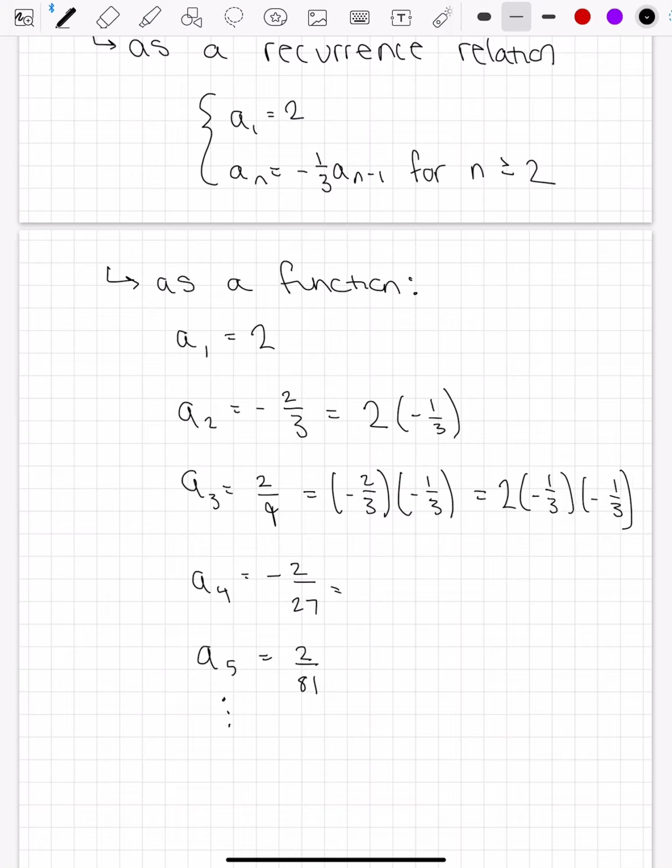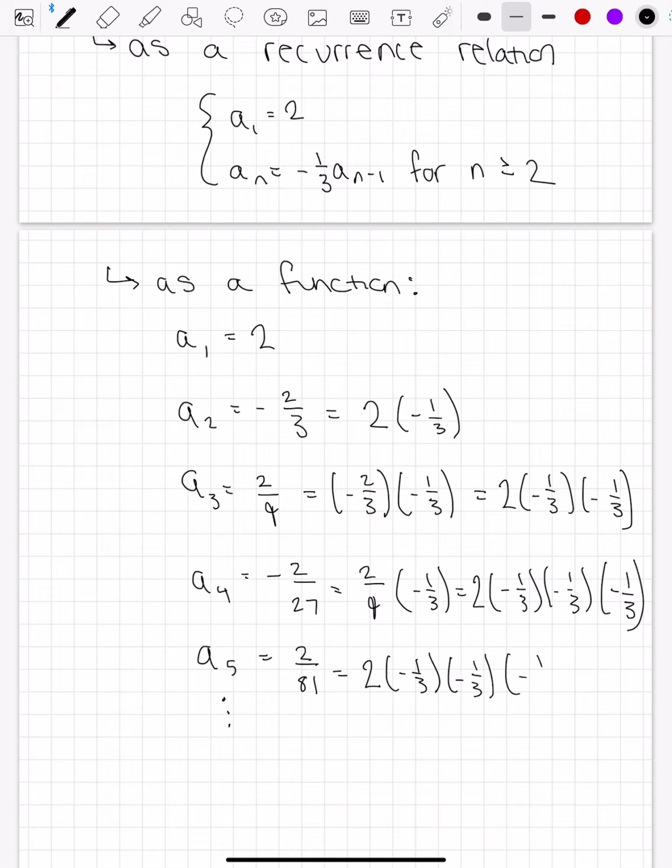And then we're going to take the term before, which was the 2/9, and we multiply it by negative 1/3. But again, we said 2/9 was equal to this right here. So we could further decompose this as 2 times negative 1/3 times negative 1/3, and then now we multiply by one more negative 1/3. So again, I'm taking this decomposed form of the term before, a4. So that's 2 times negative 1/3, negative 1/3, negative 1/3, and then I'm going to multiply by one more negative 1/3.